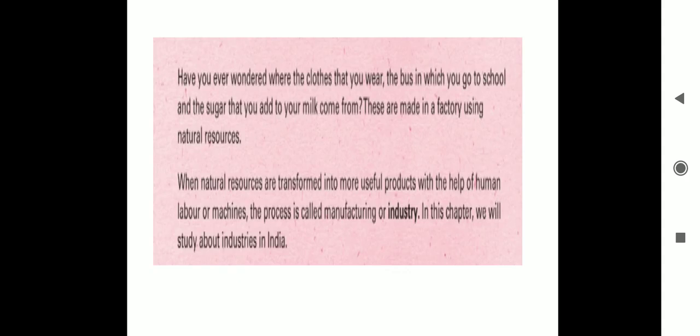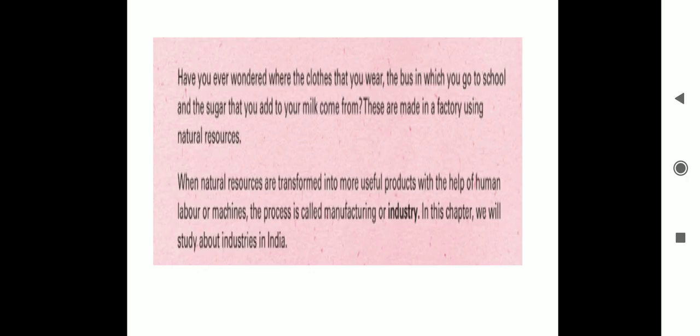Now, the clothes that we wear are made out of cotton. And where does cotton come from? The farmers grow cotton. The bus in which you go to school is made out of minerals. In that previous chapter, the mineral part was covered: iron, copper, steel and all that we use in our day-to-day life.